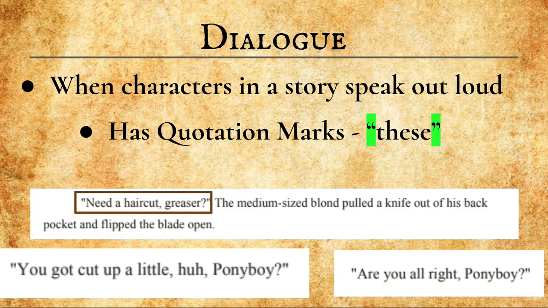The first technique we want to look at is dialogue, and this is when characters in the story speak out loud. It has quotation marks. These right here, right? This is different than when Ponyboy is speaking to you, the reader, and there aren't any of these. That's not dialogue. See this? "Need a haircut, greaser?" The quotations are showing you that this guy, the medium-sized blonde, said this out loud. "You got a little cut up, hi Ponyboy." Again, somebody said that to him.